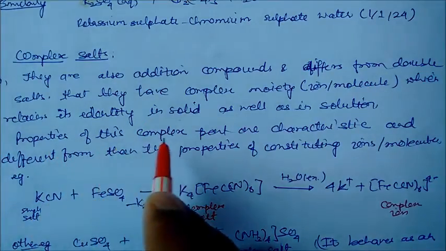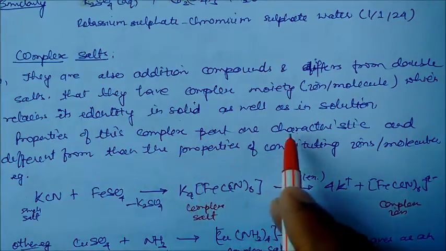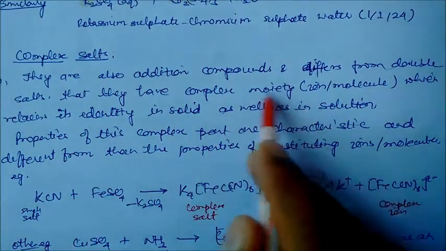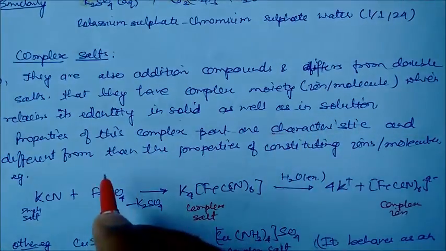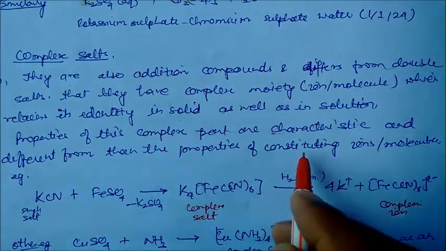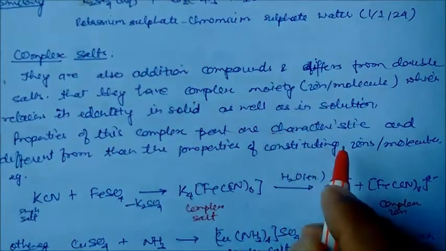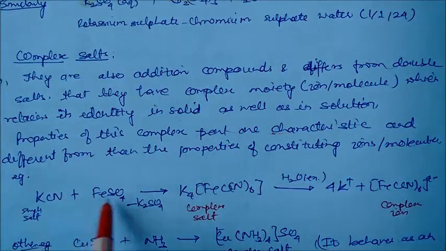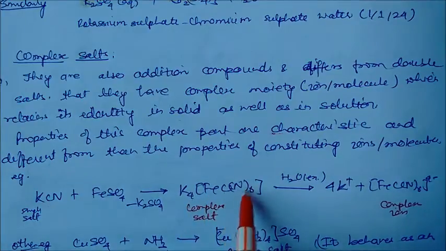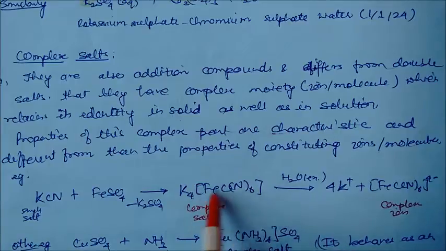What is the property of this complex salt? The properties of the complex part are characteristic. This complex moiety is very characteristic, means its properties are totally different from the properties of the constituting ions from which it is made. So let us see the examples. KCN plus iron. So these are two normal salts. On combination they become K4[Fe(CN)6]. This is the bracket 6. You can see here square brackets. So these are the counter ions.